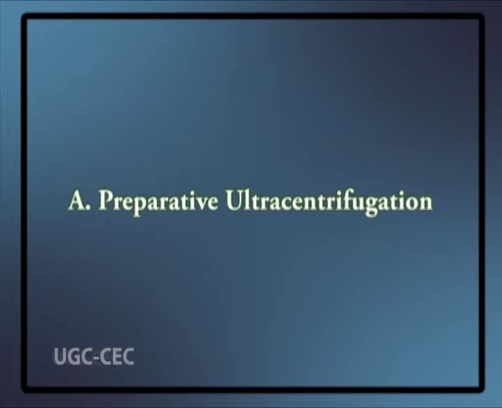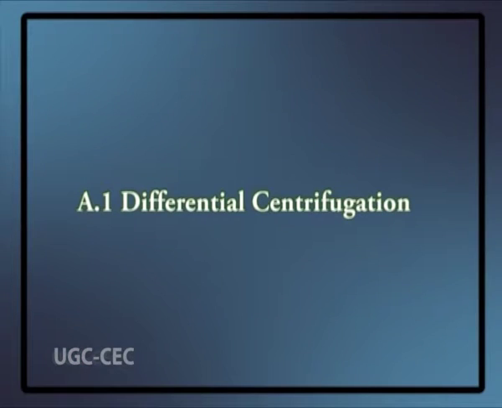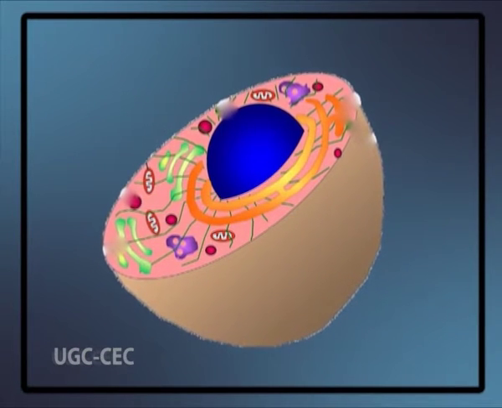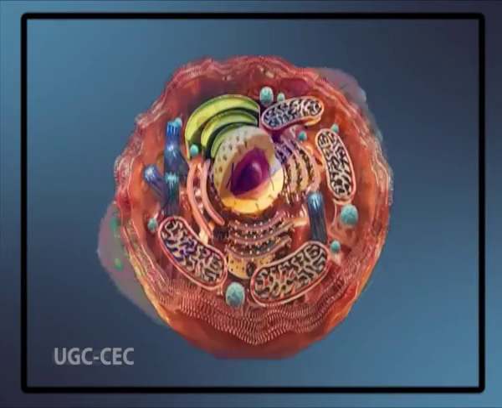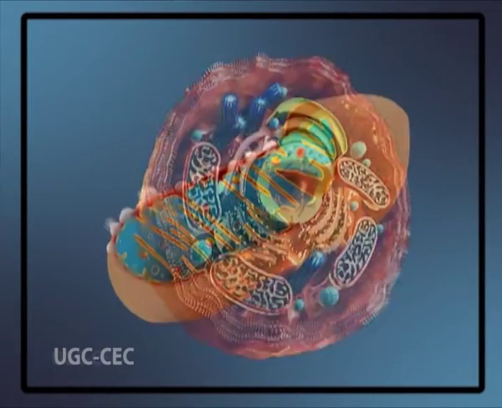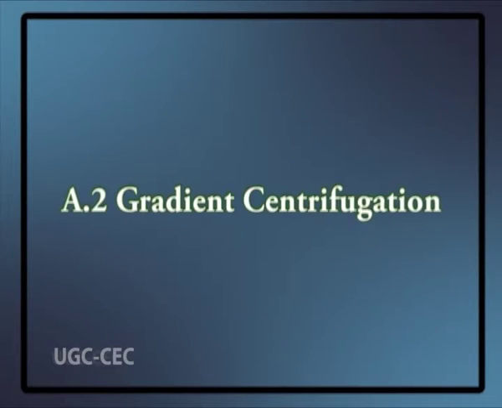A. Preparative ultracentrifugation. Preparative ultracentrifugation includes two methods, differential centrifugation and density gradient centrifugation. A.1. Differential centrifugation. It is also termed pelleting and it fractionates particles according to their weight. The suspension of isolated organelles is spun for different combinations of speed and time. The lowest speed and shortest time separates out the heaviest organelles, whereas the high speed and longer time separates the lightest organelles.